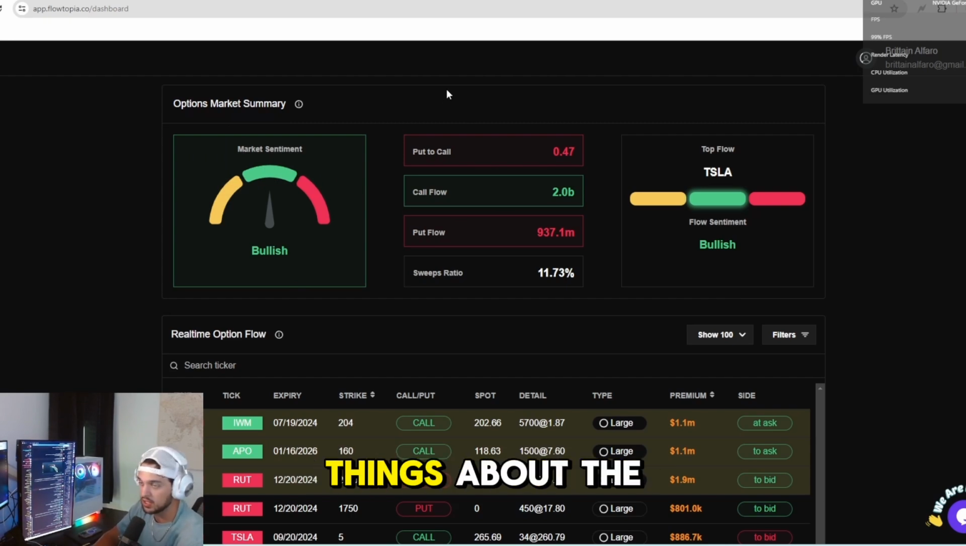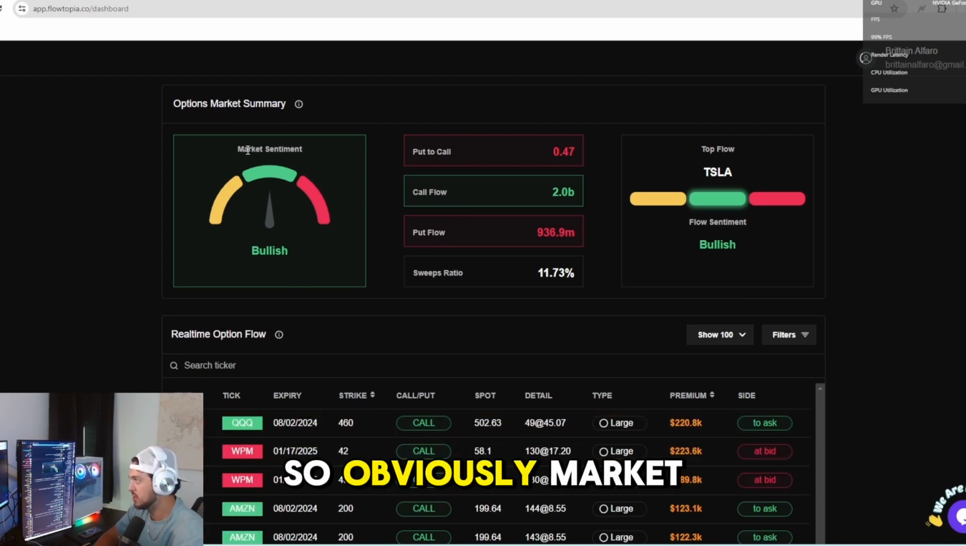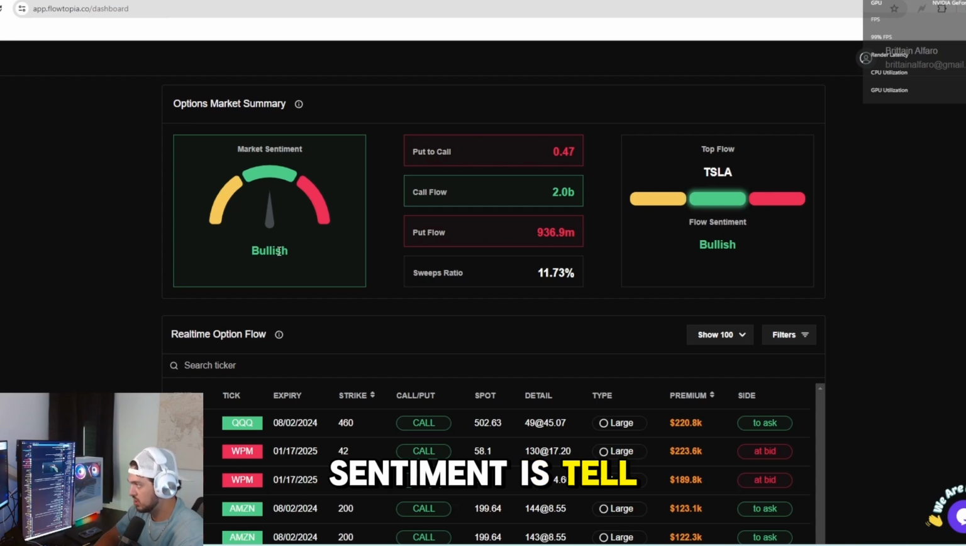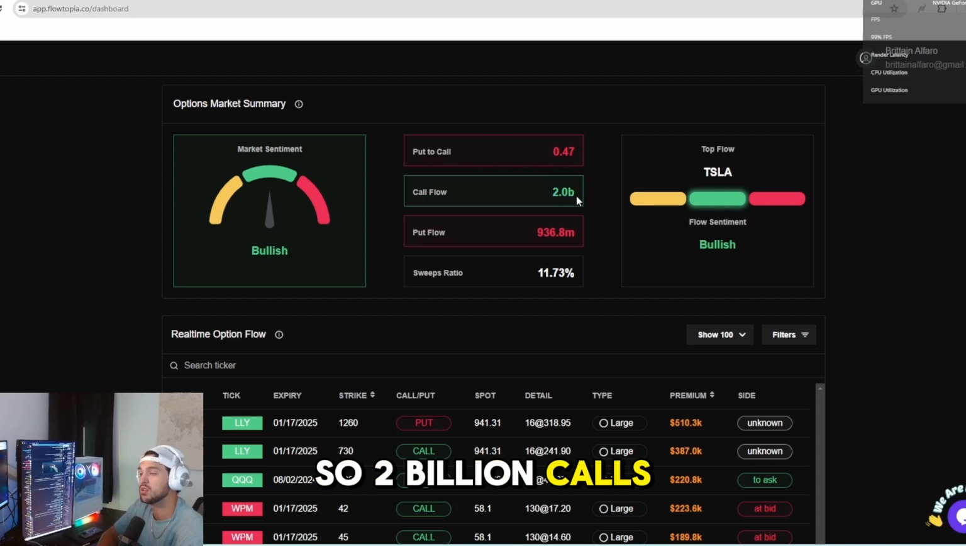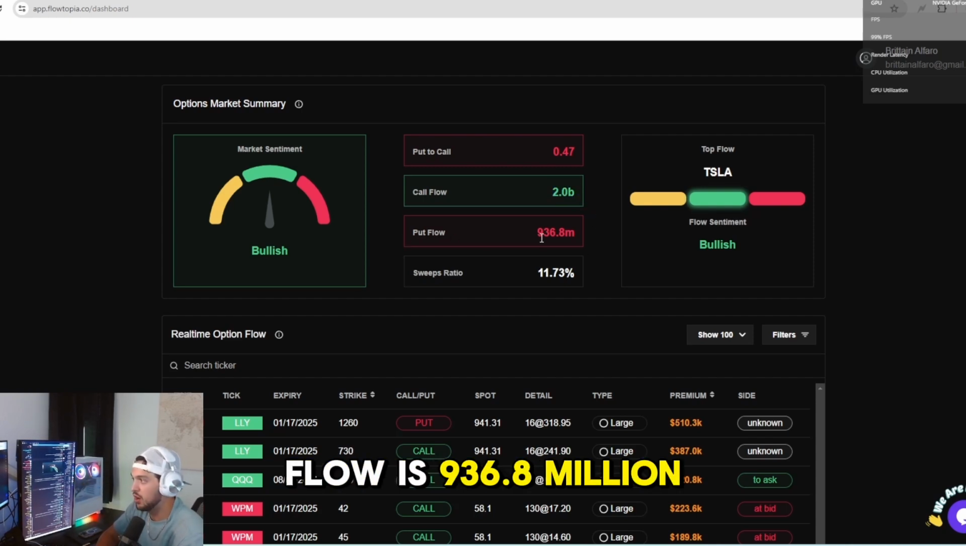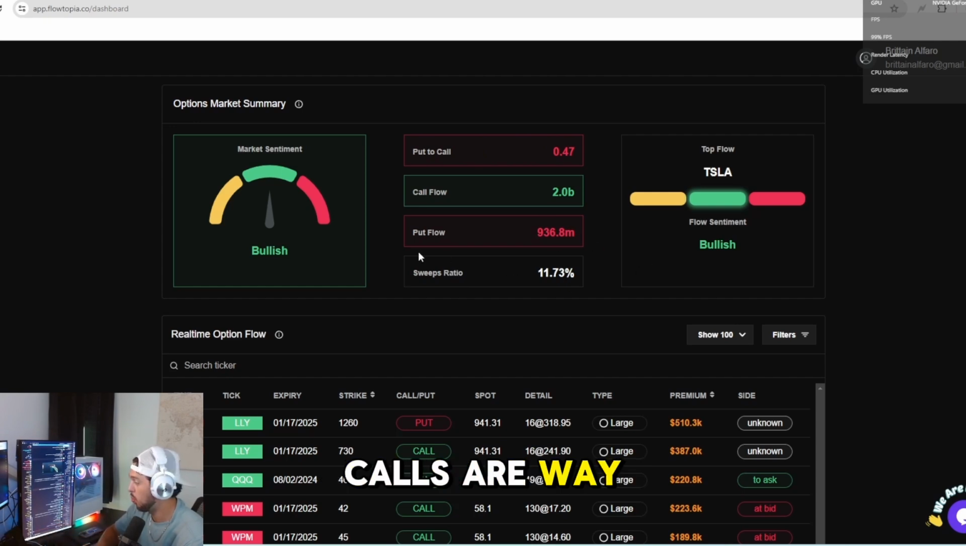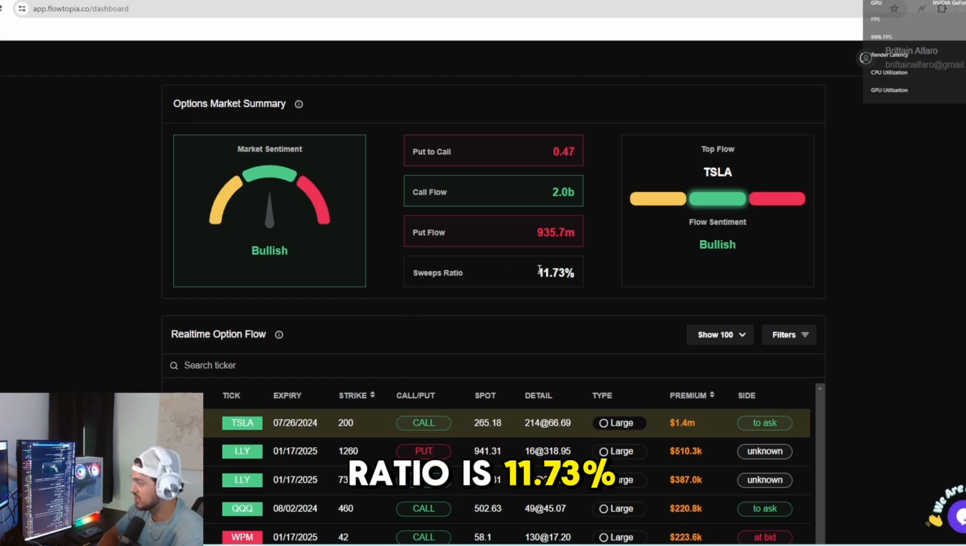This is one of my favorite things about the flow. So obviously, market sentiment will tell you if it's bullish or bearish, but how it calculates this is basically all the option contracts coming into the market. So whether it's calls or puts, and as you can see, the call flow is at 2 billion. So 2 billion calls came in. Put flow is 936.8 million. So obviously the calls are way outweighing the puts. So that is bullish on the market sentiment, and the sweep ratio is 11.73%.